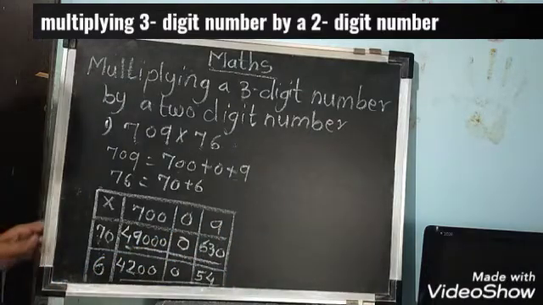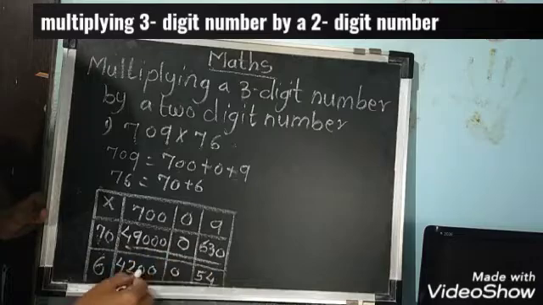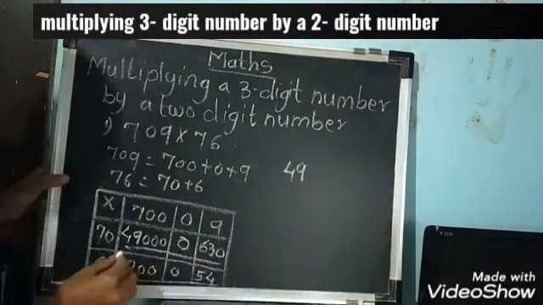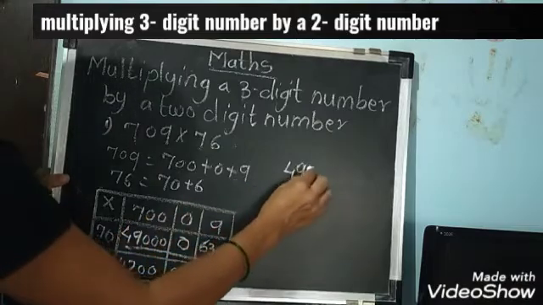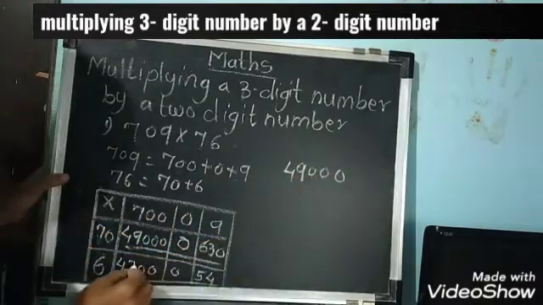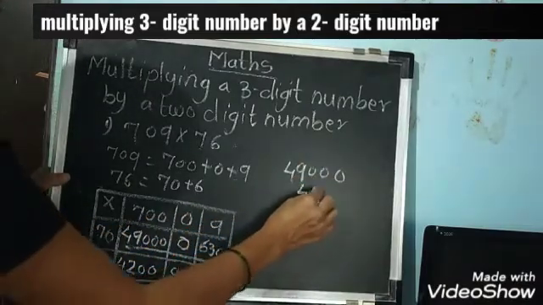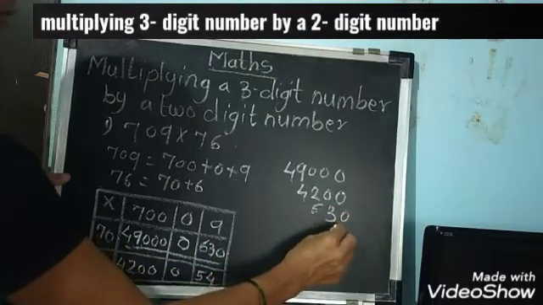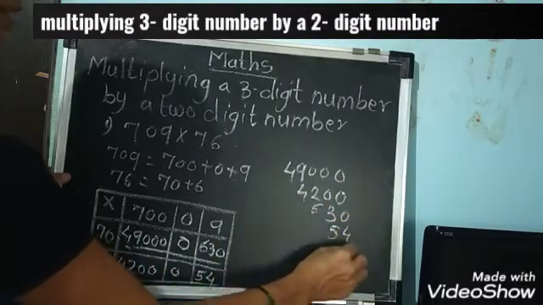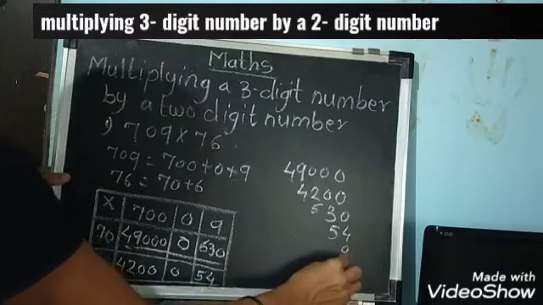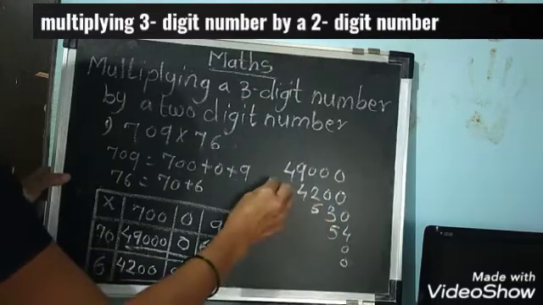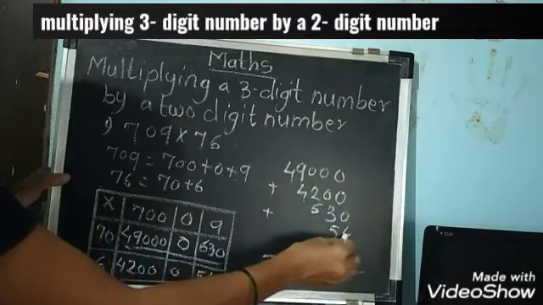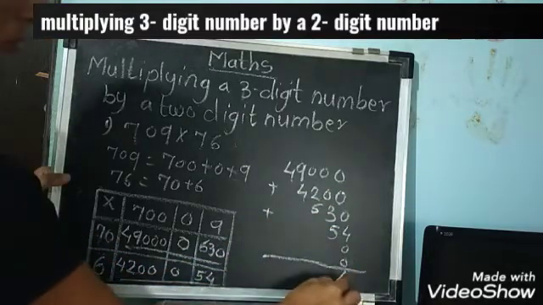We have to add the boxes, 1 2 3 4 5 6. See here. By addition we will get the answer. 49,000. Now the bigger number is this. You write down that. It is easy to do addition. 630. 54. 0, 0. Okay. Now do addition of these numbers and find its answer.